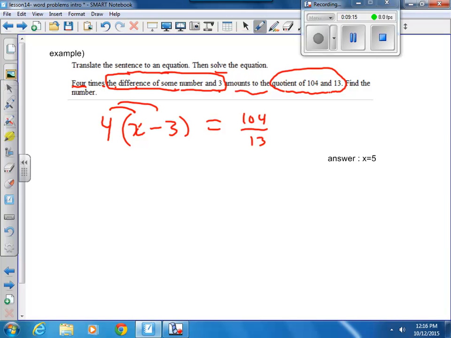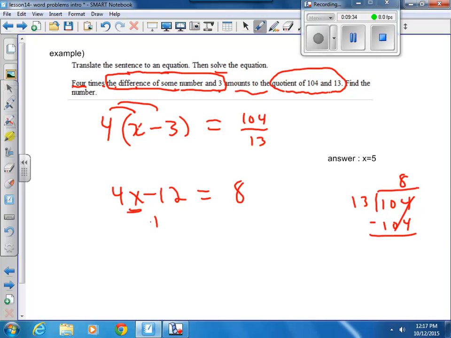Again, quotient means divide, so the quotient of 104 and 13, I'm going to write it like that. Okay, now distributive property, 4x minus 12 equals something. Well, I'm going to go off on the margin. How many times does 13 go into 104? Maybe about 8. Yep, that works. So that will be 8. And then you want to get the x isolated, so you're going to add 12 to both sides. Now you've got 4x equals 20, therefore x equals 5.